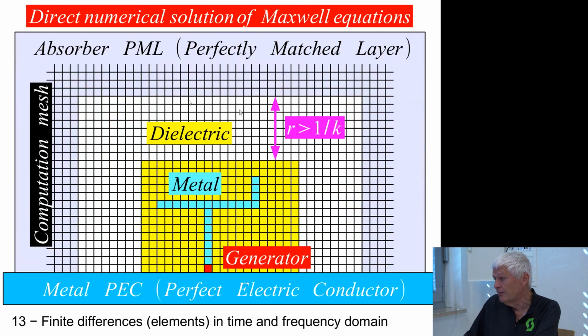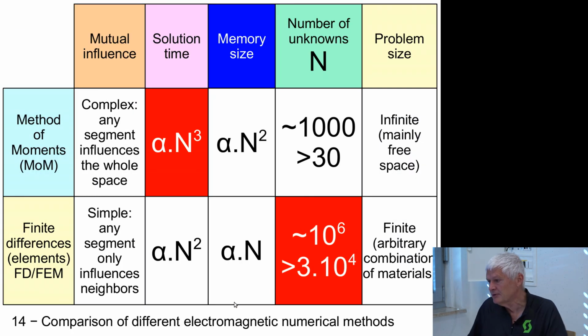So finally, to compare both methods, the finite something versus the method of moments, we have this comparison here. So the method of moments, this is really vector, the potentials are hidden in the vector of moments. So every segment influences the whole available space. While in the finite differences, the equations are simple. Any segment, or any element, only influences neighbors.